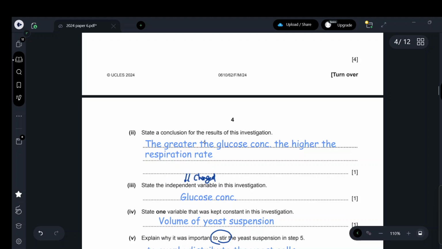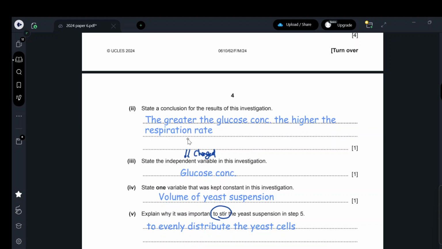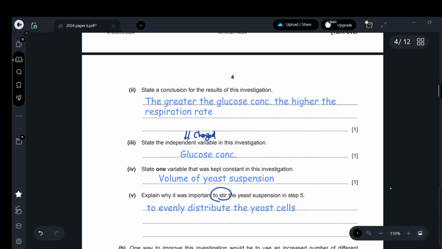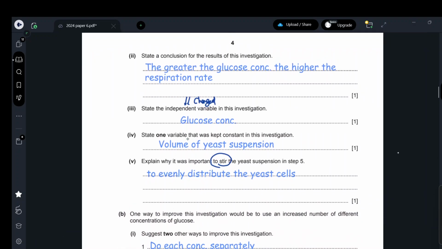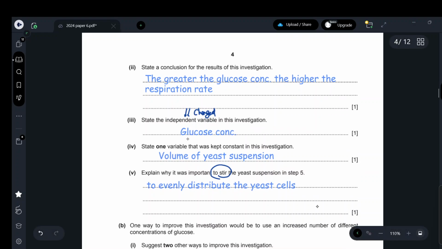Explain why it is important to stir the yeast. We just said it. Stirring is important for even distribution of the yeast cells and the glucose in order to react together. One way to improve this investigation would be to use an increased number of different concentrations of glucose. Suggest 2 other ways to improve the investigation. I need 2 improvements.